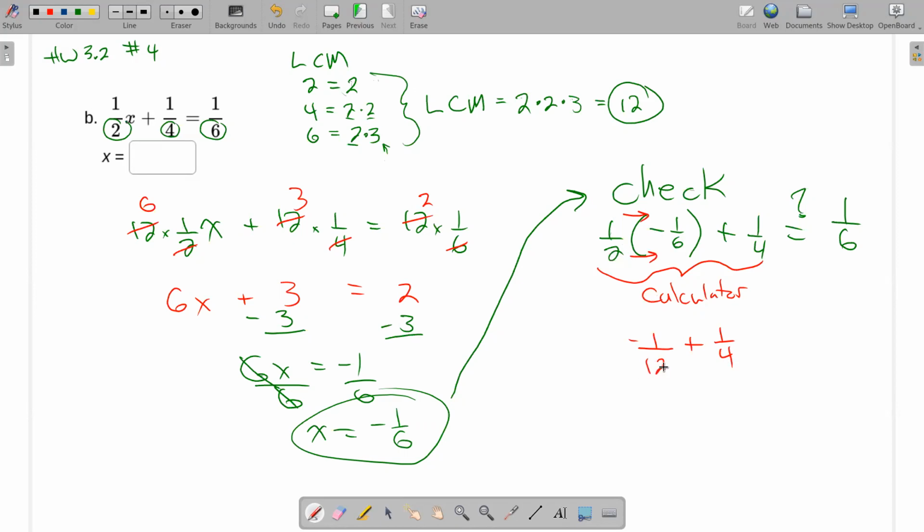And you might recognize that 4 goes into 12. In which case you could just multiply top and bottom by 3 here. So then that gives me -1/12 plus 3/12. Let's see. That gives me a common denominator of 12. -1 plus 3 is 2. 2 out of 12 is the same as 1 out of 6, which matches what I have above and checks. If you didn't want to deal with that fraction stuff, you could just plug this into your calculator and see that it gives you 1/6.